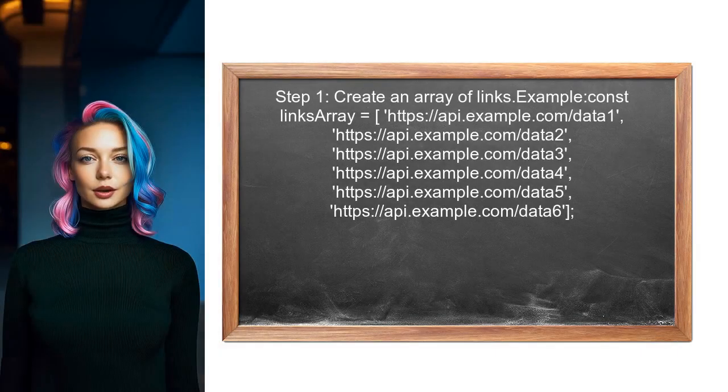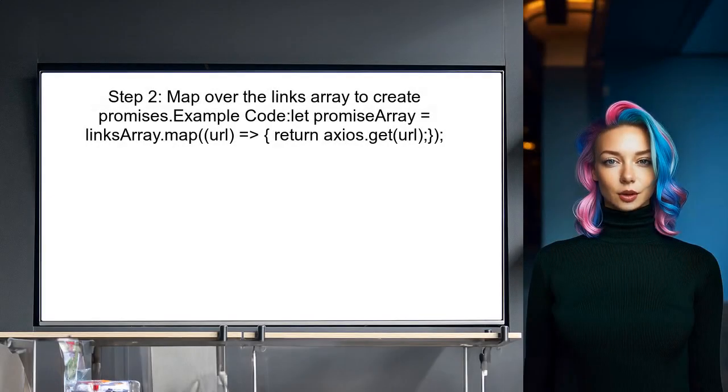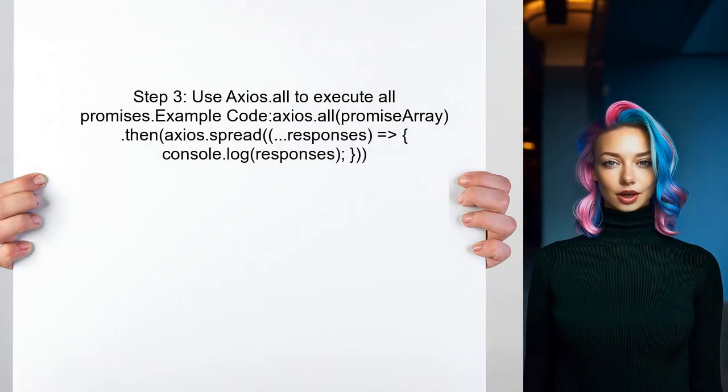To begin, the user should create an array of links that they want to fetch data from. This array will be used to perform multiple Axios GET requests. Next, the user needs to map over the links array to create an array of promises. Each promise will represent an Axios GET request for each URL in the array. After that, the user can use Axios' all method to execute all the promises simultaneously. This will allow them to wait for all requests to complete before proceeding.